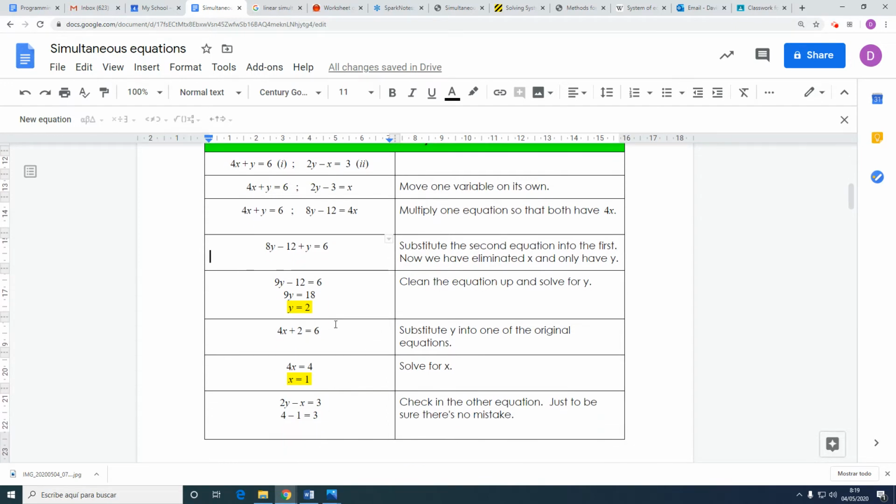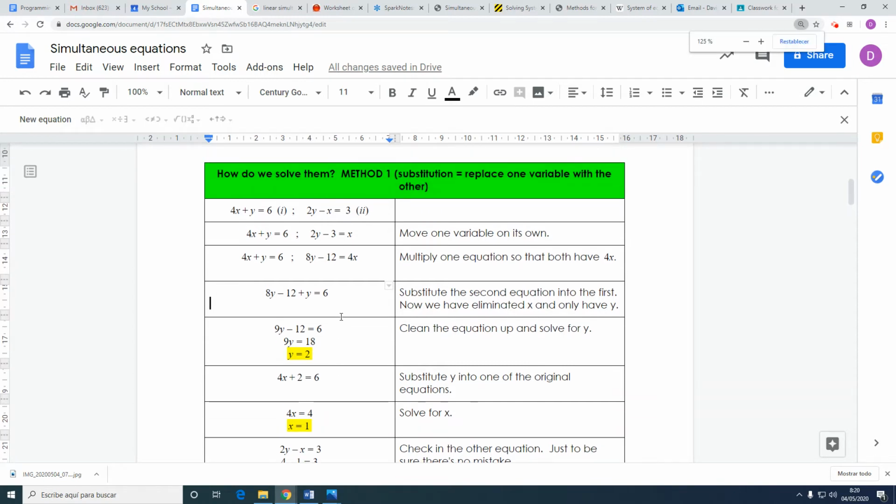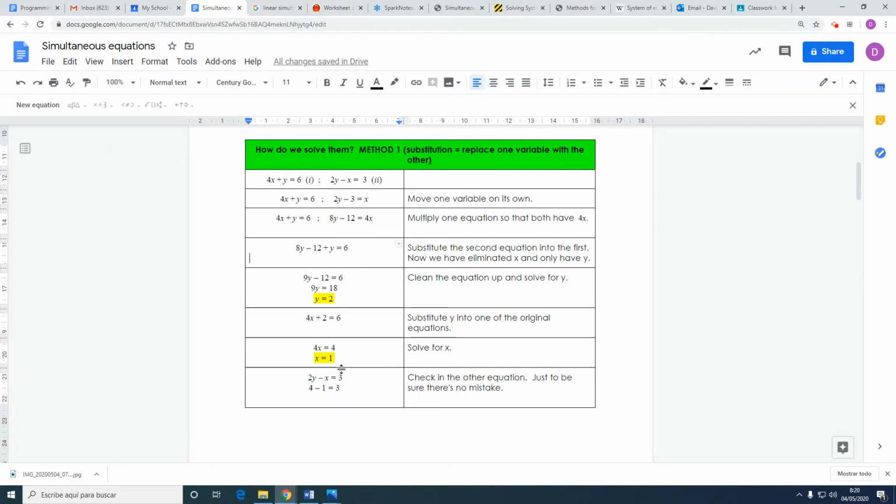Not quite game over yet, because it is possible to make a mistake on these, I guess. So we have to check in the other equation. I think I used that equation to find my x there, so I'm going to use the second equation to see if it does really work. So 2y, well, y is 2, so 2 times 2 is 4, minus x, and x is 1. So 4 minus 1, does it equal 3, yes or no? Yes, it does. So no mistake.